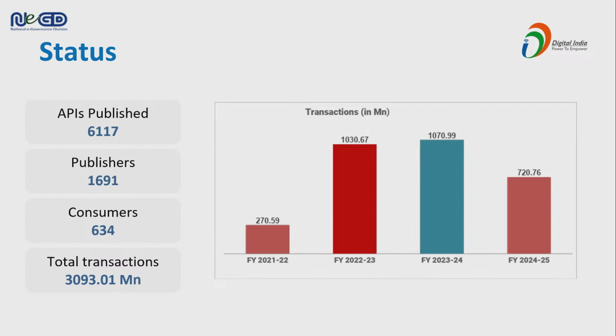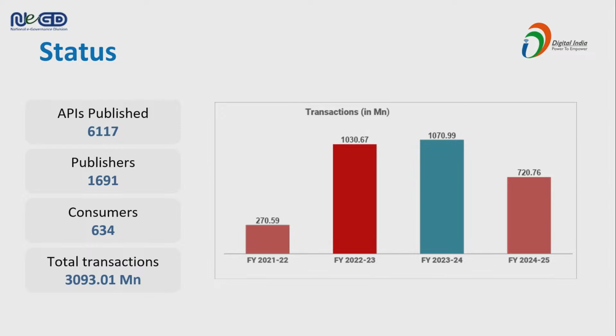So this slide talks about the present statistics and status. As on date, we have more than 6,000 APIs that are being published by more than 1,691 publishers. As on date, we have more than 600 consumers who are accessing the APIs from the API Setu platform and transforming their service deliveries. Along with this, the private players are also accessing a few of the APIs like GSTN or IEC, Importer-Exporter Code from the Director General of Foreign Trade.